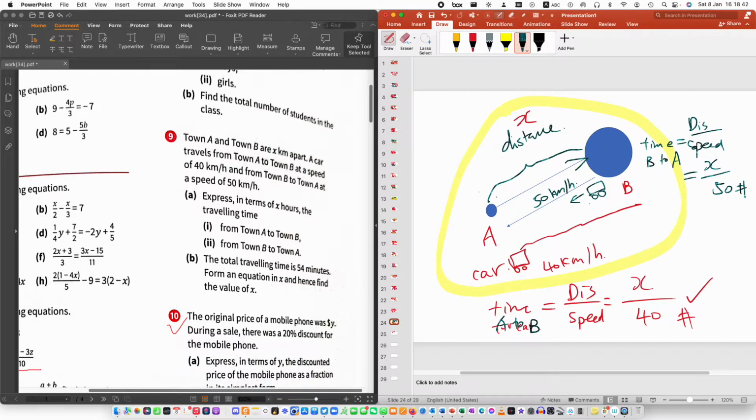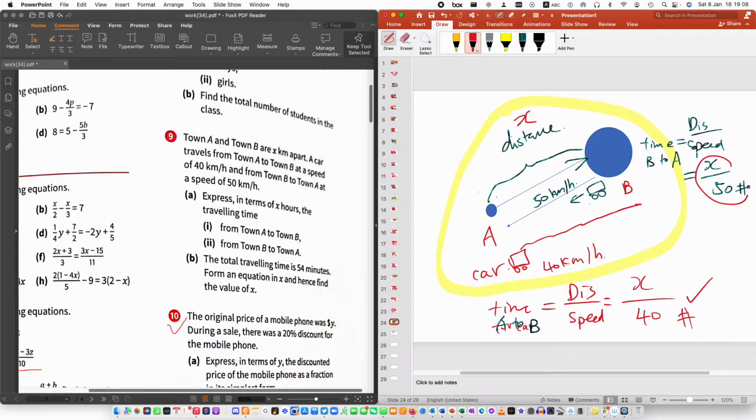Transport. What transport? Faster transport, right? Slower... oh no, sorry. Shorter time. Faster transport, slower transport, longer time. Very good. Okay. So now, can I ask?